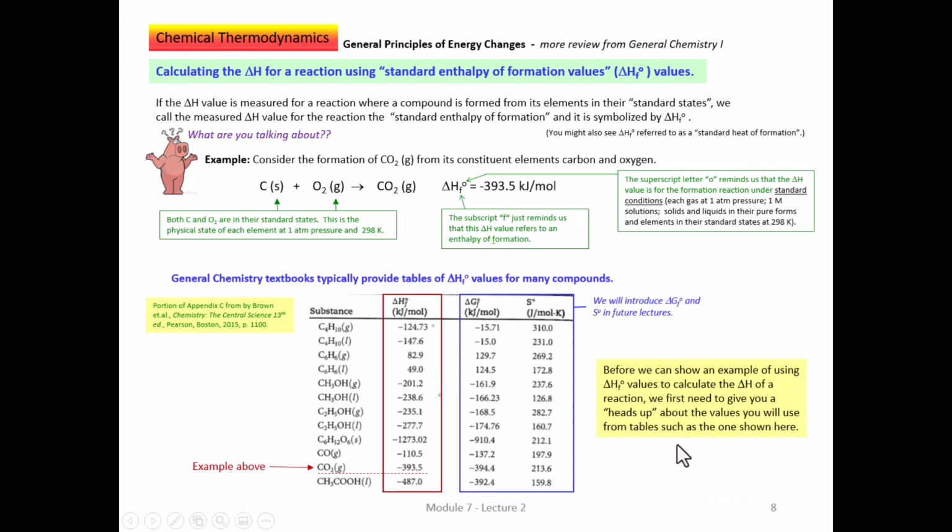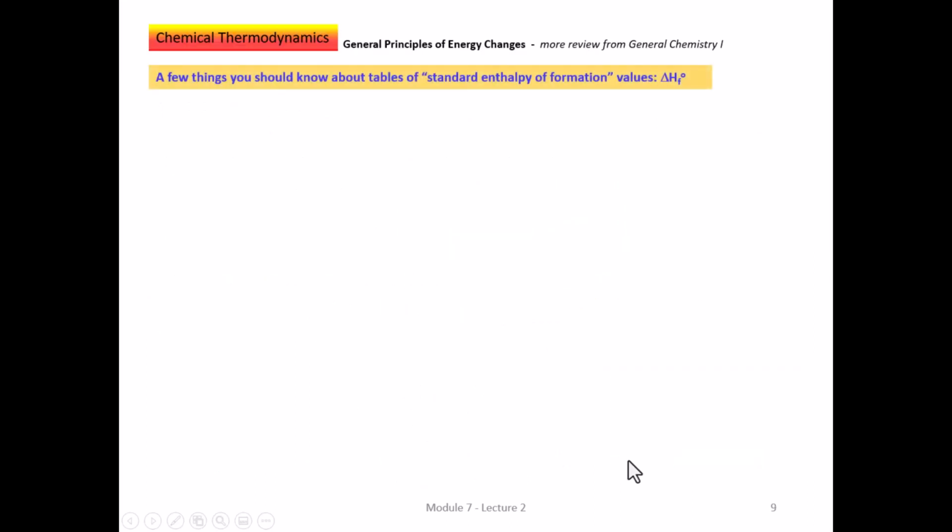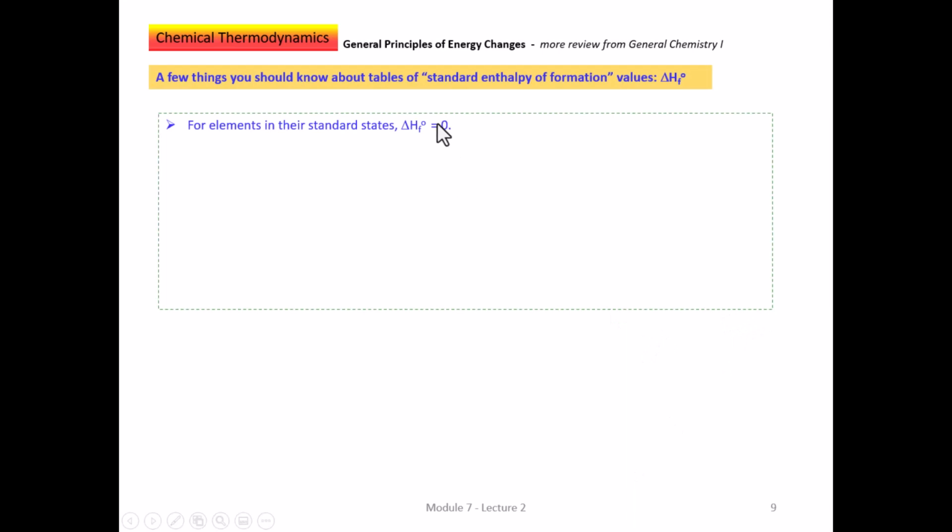Before we can show an example of using standard enthalpy of formation values to calculate the delta H of a reaction, we first probably need to give you a little heads up about the values that you'll use from these tables. Let's look at that on the next slide. For elements in their standard states, the heats of formation are defined as 0. So for example, if you looked up the heat of formation, or the standard enthalpy of formation, for calcium in its solid state, it would be 0, because this is the state of the element calcium under standard conditions.